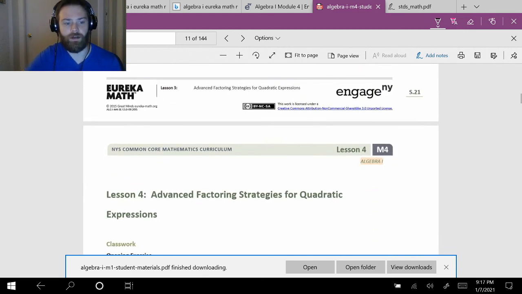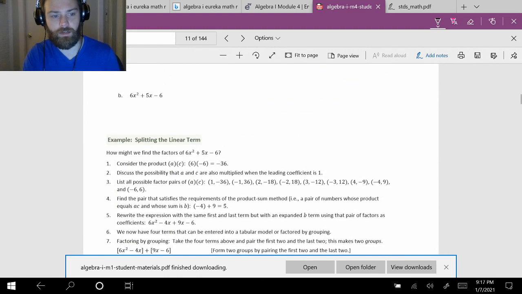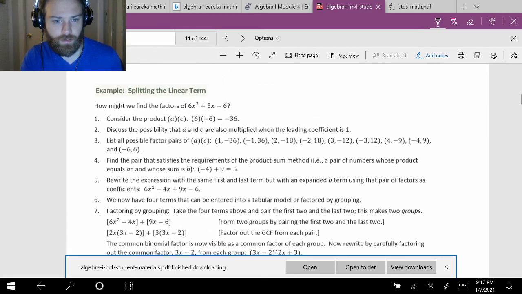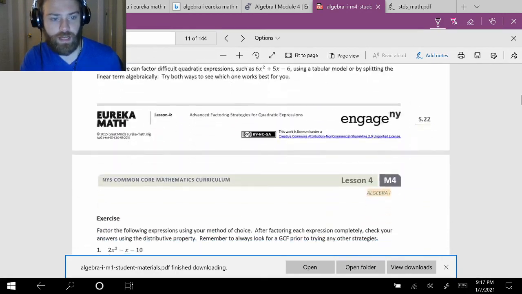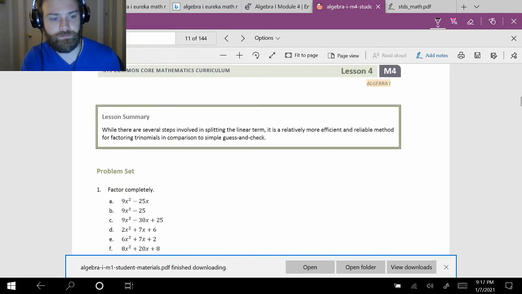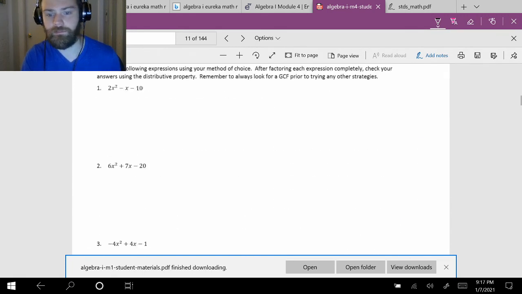So next time, advanced factoring strategies for quadratic expressions again. Get to do it all. And look. Yeah, it's doing exactly what I just did. So I don't think I need to cover that lesson. I think we're good. It's the exact same lesson. So take it easy.